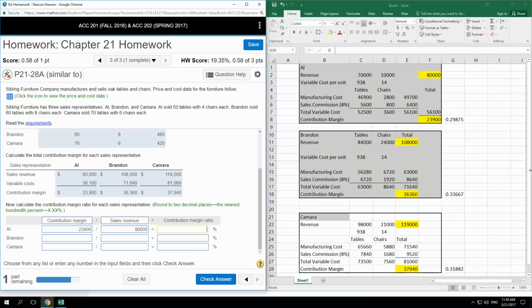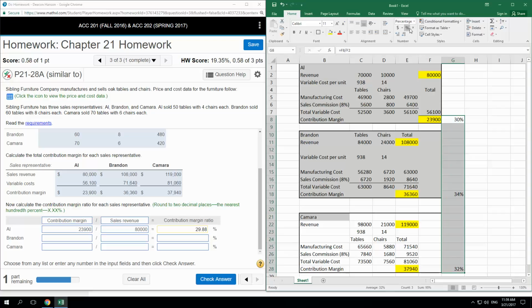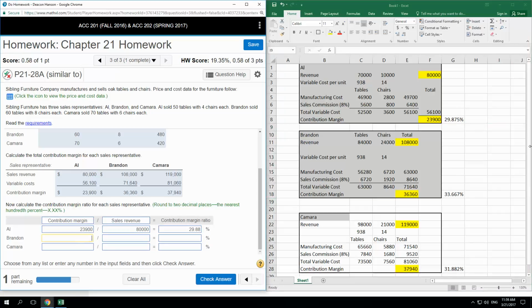Okay, so I'm going to go 29.88%. Right? Because if we change these to percentages, might as well do that already too, right? And then I'll leave another digit. So I got 3 decimal places, so I'll just round that to 29.88. For Brandon, we got contribution margin of 36,360 divided by 108,000 in sales revenue. That becomes 33.6%.